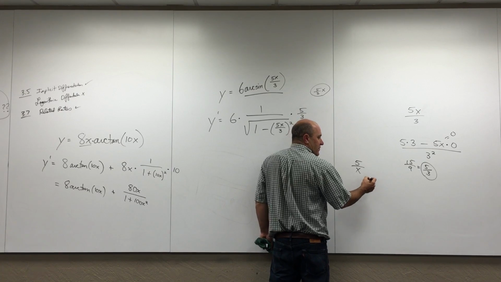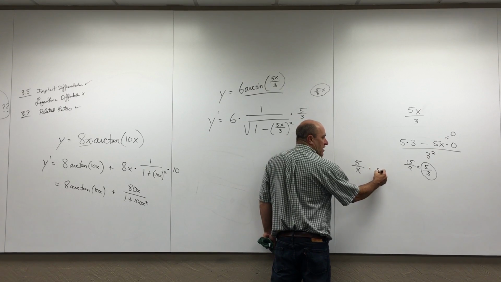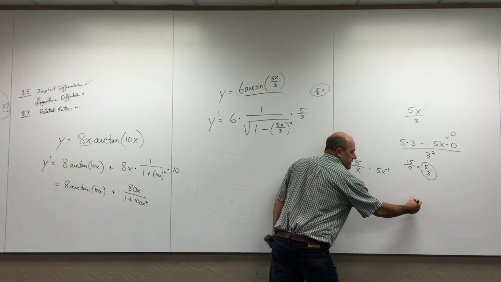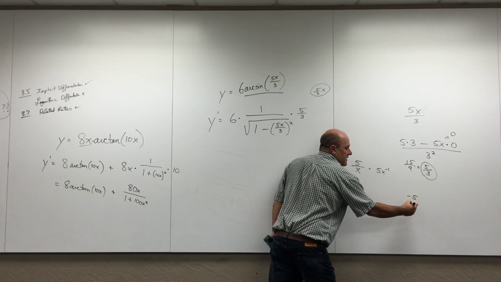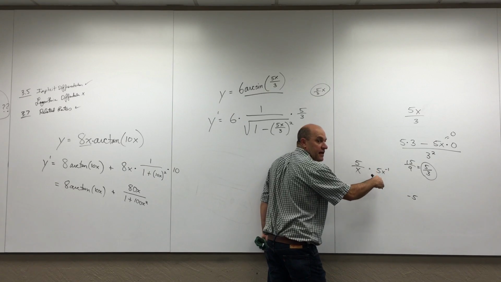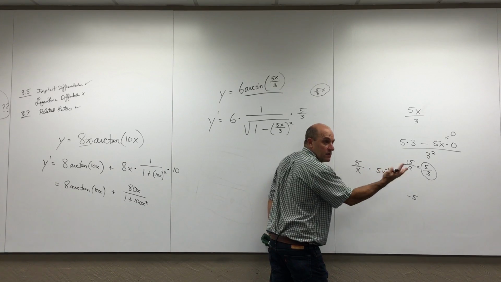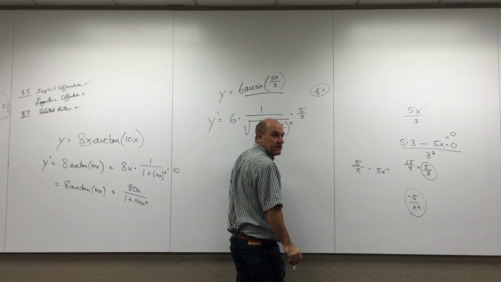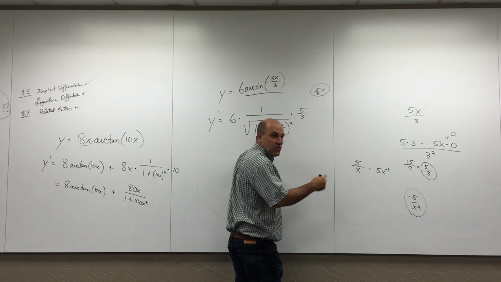But, you know what I mean, right? Hang on. You move it up, you call it 5x to the negative 1. So then you do a power rule. What's the derivative? Negative 5 x to the negative 2, right, which is negative 5 over x squared. There's the derivative. Good. That's what you do. You move it up and do a power rule.